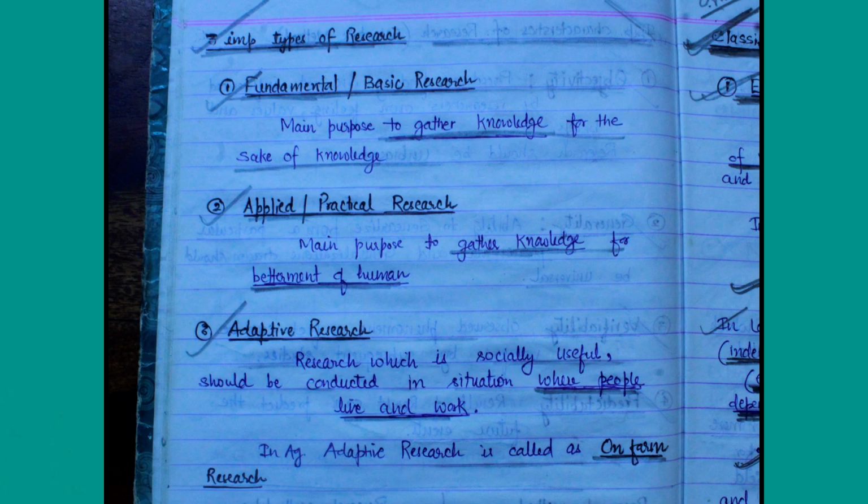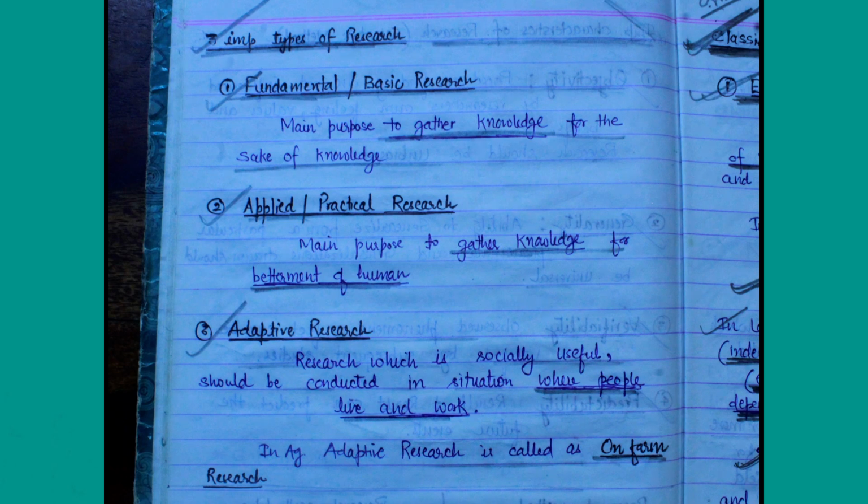The second one is applied or practical research. The main purpose of applied research is to gather knowledge for the betterment of humans. Applied research means research where the fundamentals or procedures of research are being applied in the field. For example, extension is a classical example. Extension research, right? Practical research: we are going into the field, practically seeing the problem and practically solving it. So we are applying the research proposed by basic research. The findings of basic research are getting applied in the second category of research.